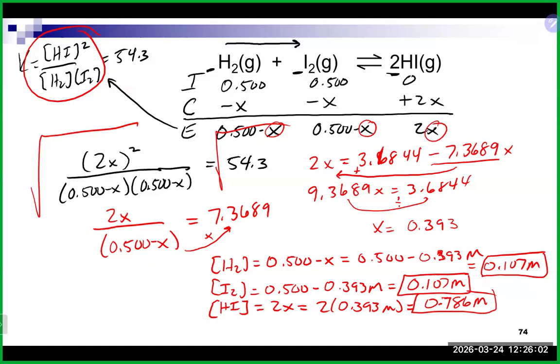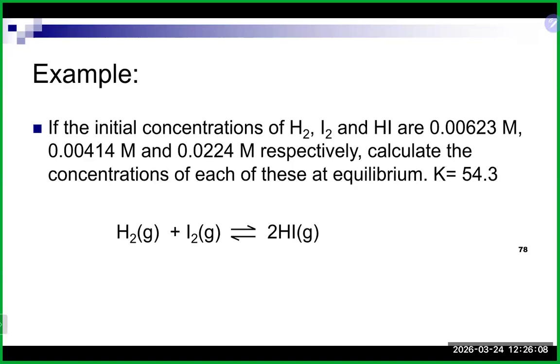All right, now that our math is warmed up, let's do one that's a little bit more complicated and see how we end up. All right, same equation, same K value, but in this case, we're going to start with 0.00623 molar of H2, 0.00414 molar of I2, and we're going to have a little bit of 0.0224 molar of HI. We're looking for everybody's equilibrium concentrations. Give it a go. Probably not so much a perfect square on this one, I'm assuming.